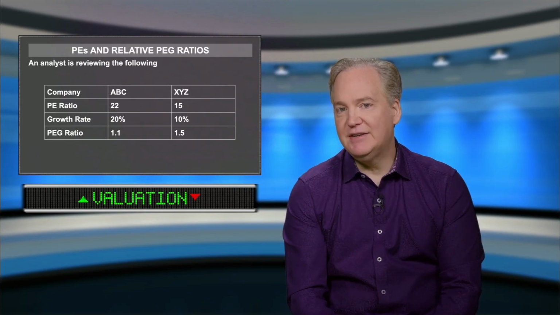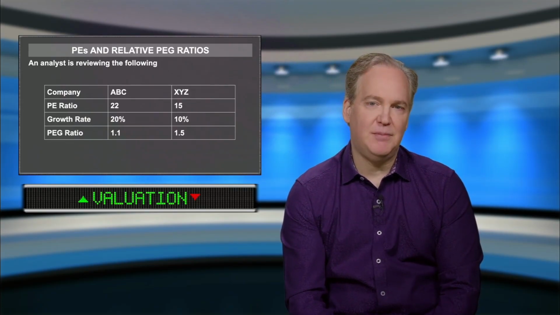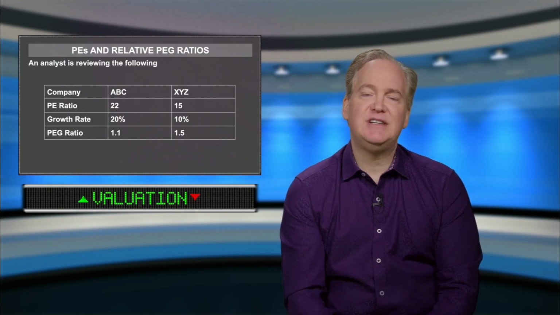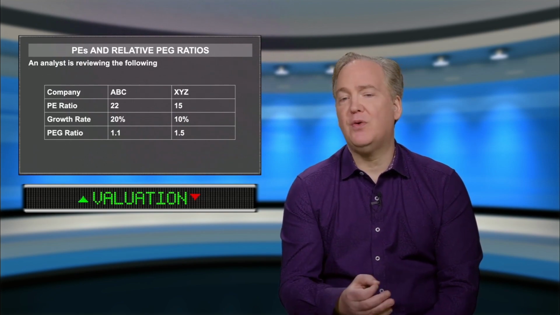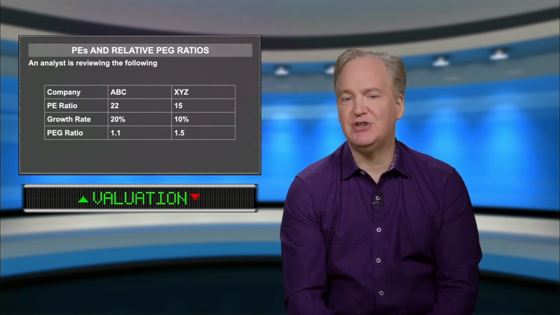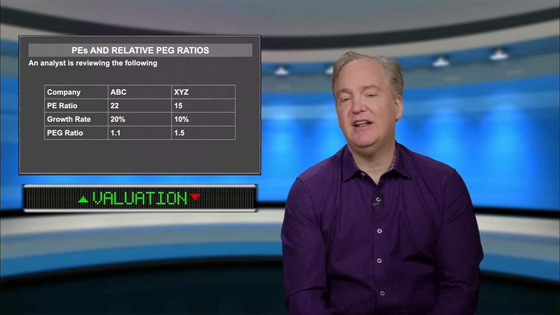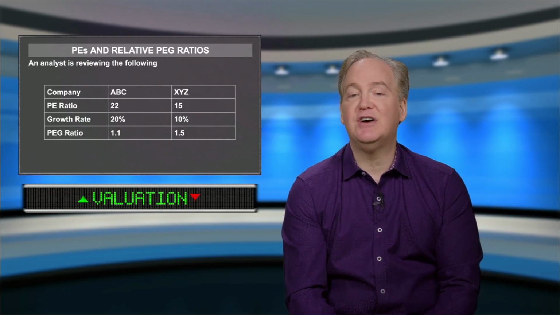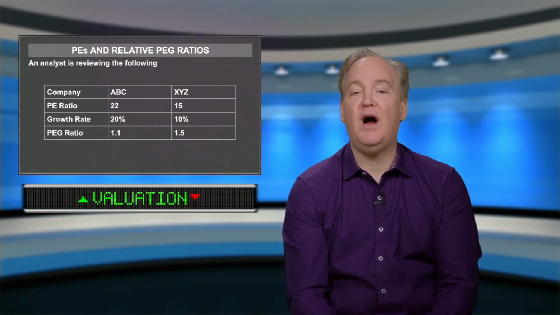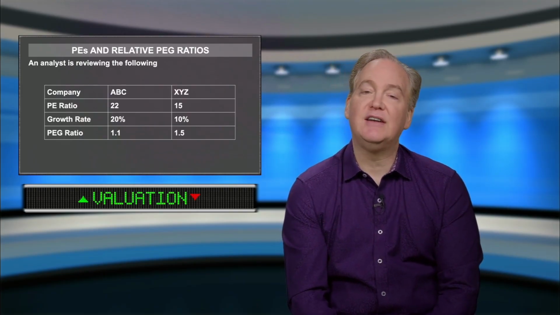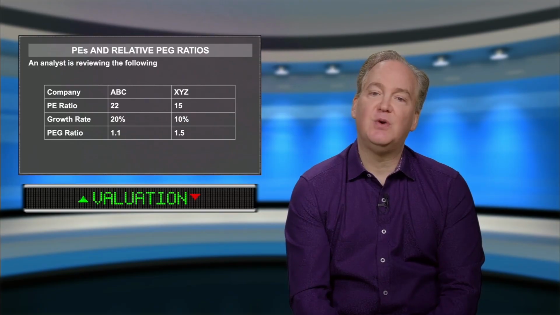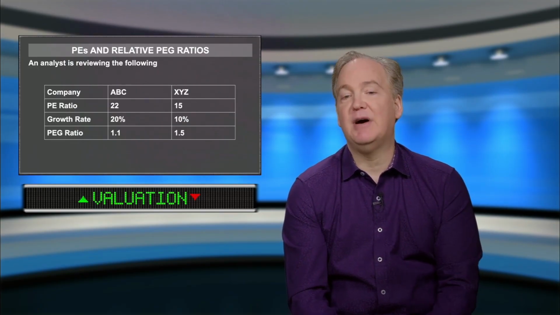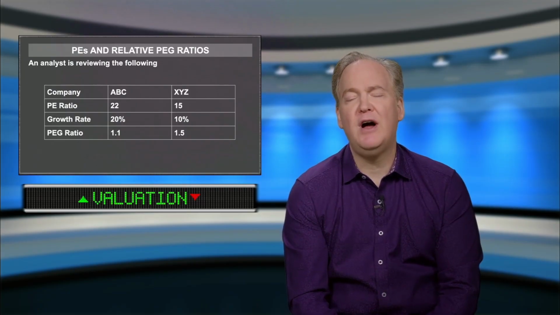But when we take into consideration the growth rate of these companies, we see a much different picture. The growth rate of ABC is 20%, while the growth rate of XYZ is 10%. And if we were to calculate the relative PEG ratios, well, we see that the PEG ratio for ABC is 1.1. And what we did was we took that PE ratio of 22 and divided by its growth rate of 20%, and that's how we came up with that PEG ratio of 1.1.